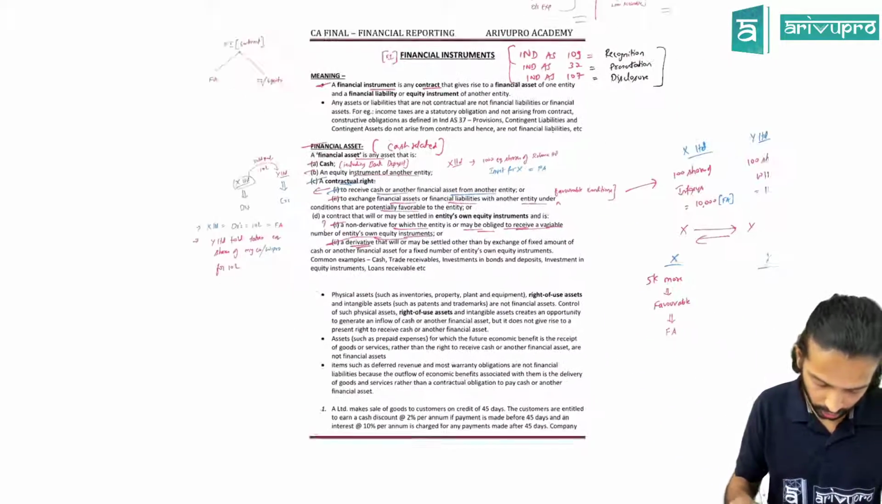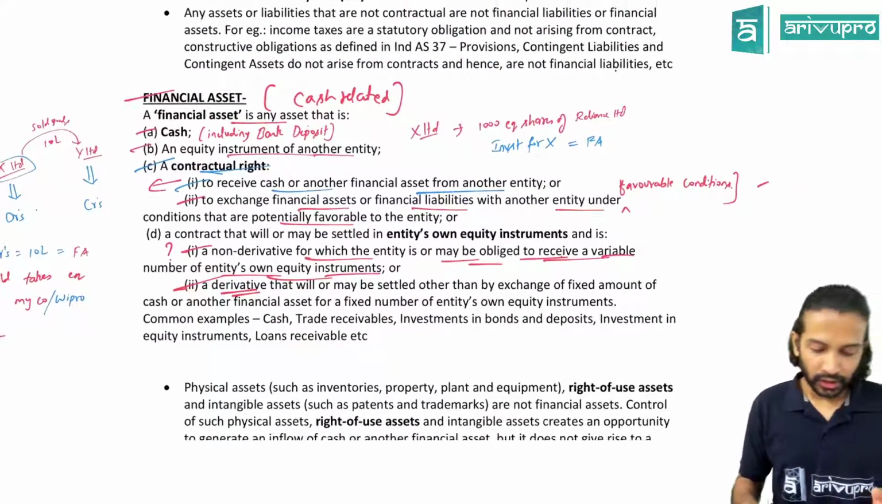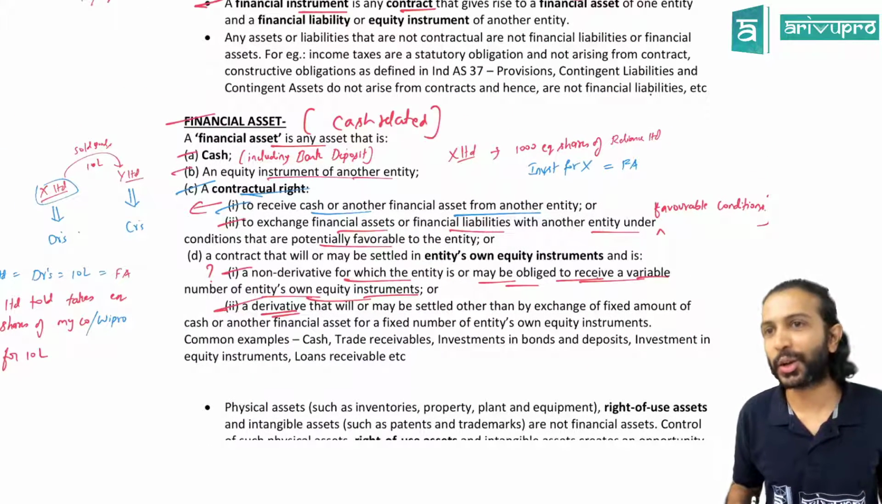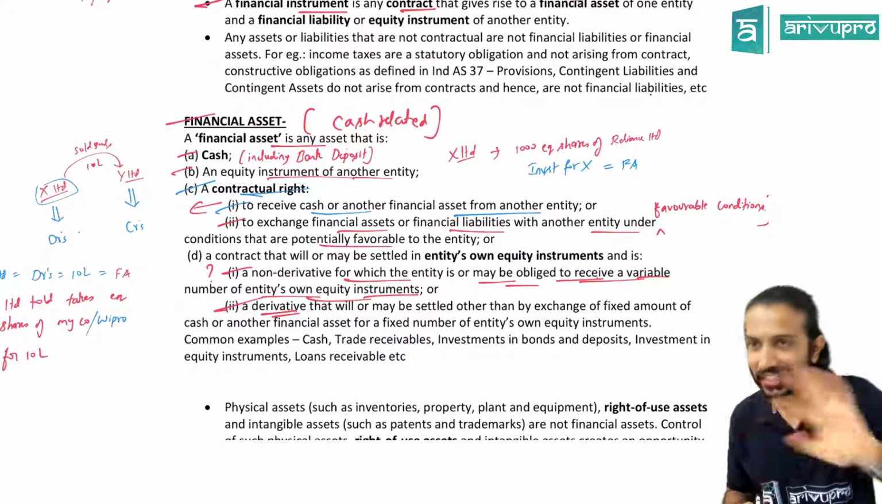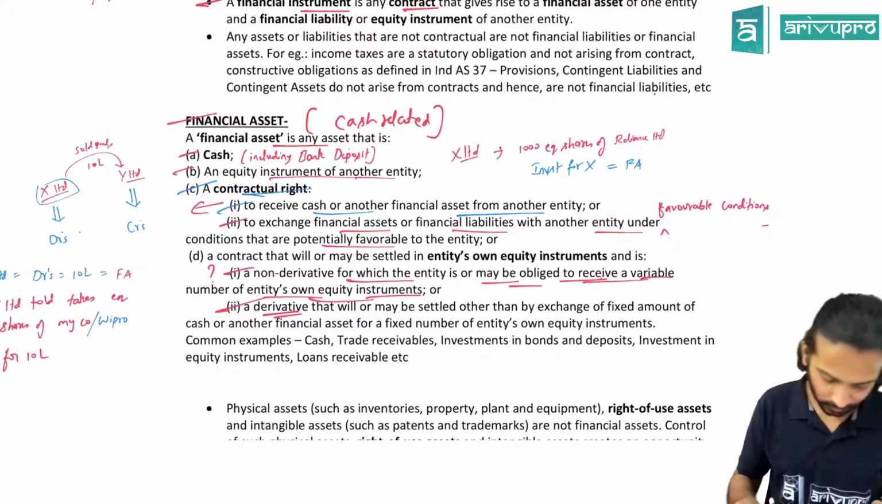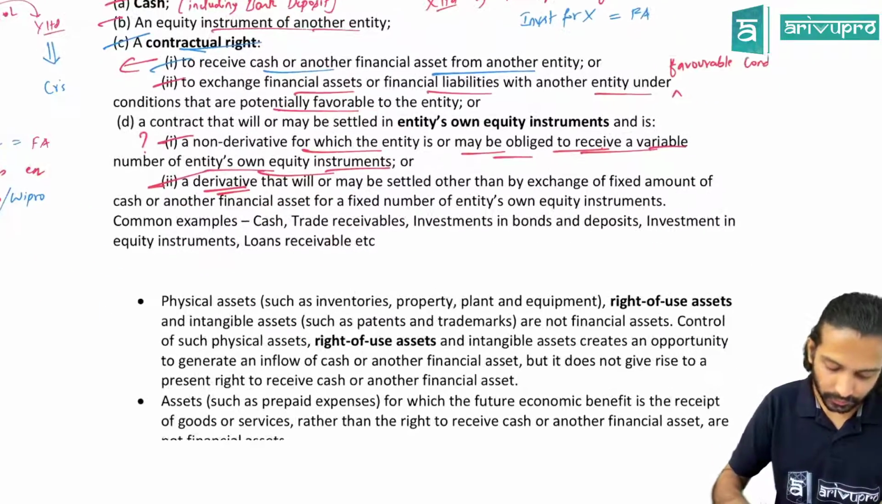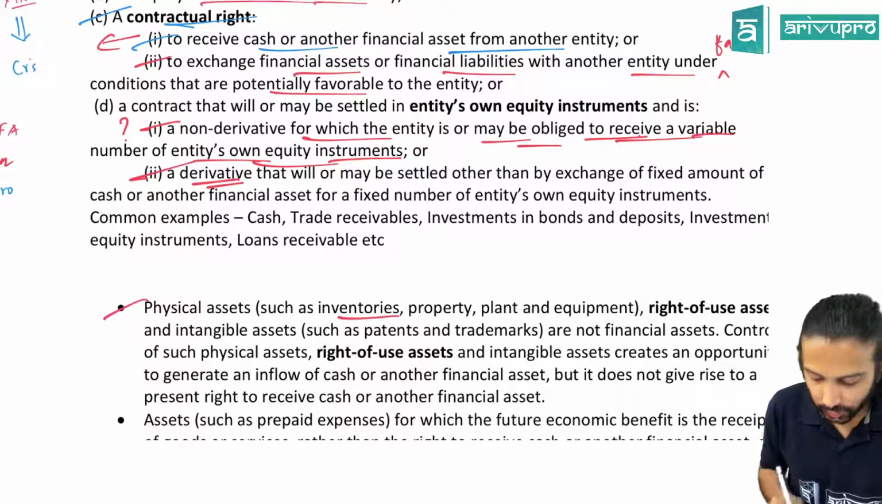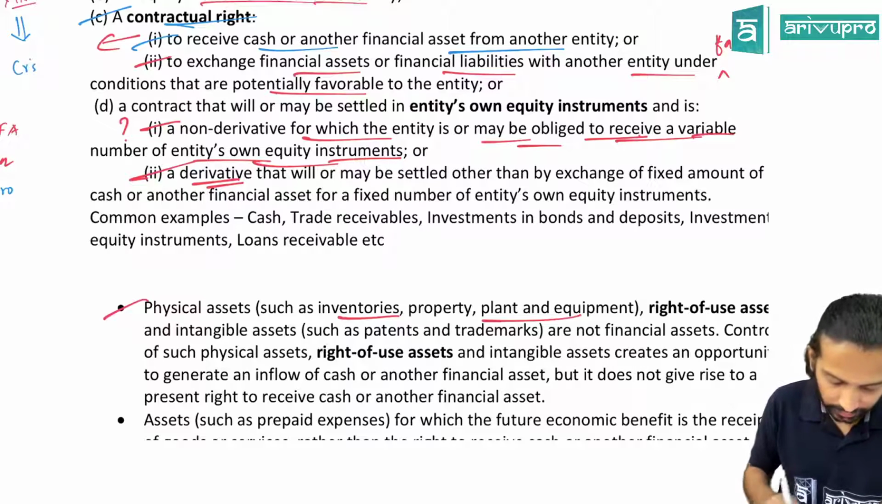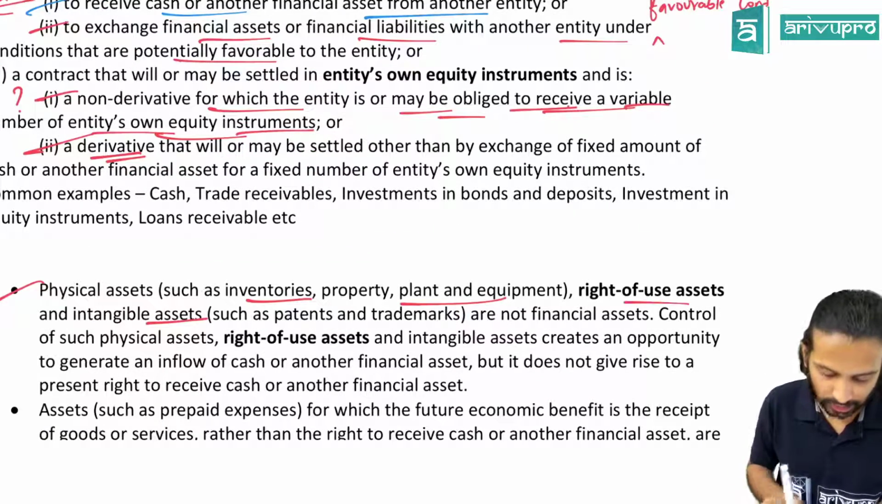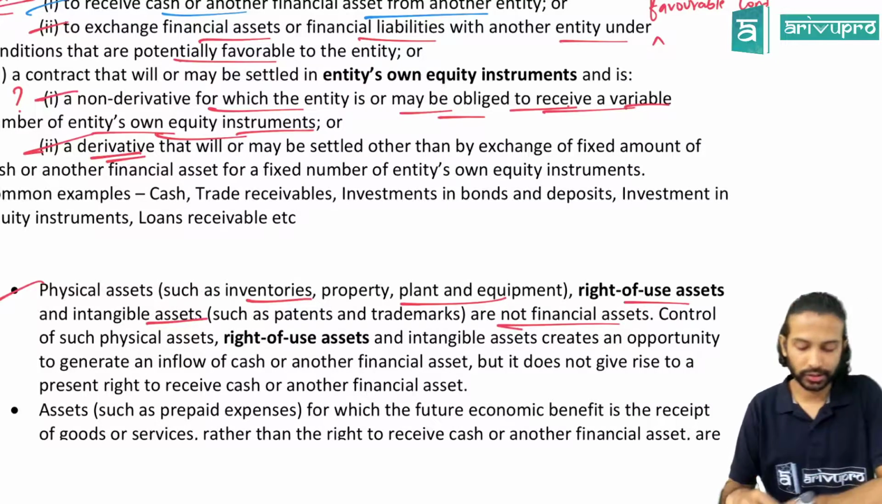Okay, now we saw what is a financial asset. Next we need to know what are not financial assets. That also we should know, no? Can we look at them one by one? Physical assets like inventory, PPE, intangible assets, right of use assets are not financial assets.